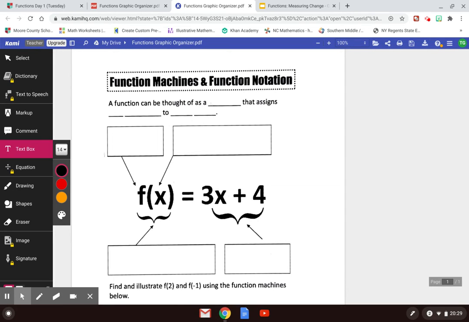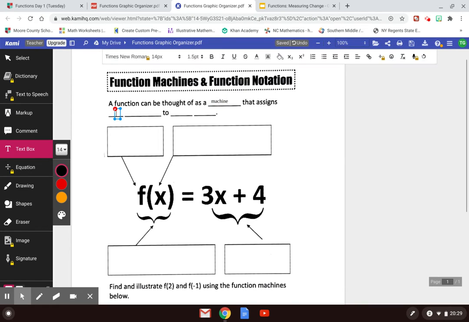So what we're going to do here is we're going to say that a function can be thought of as a machine, okay? And as a machine, it assigns one input to one output. Okay, so go ahead and either write this in or type it in as I'm doing here.